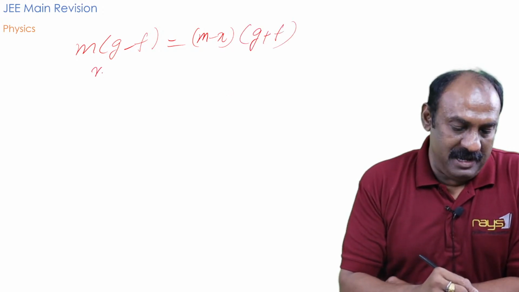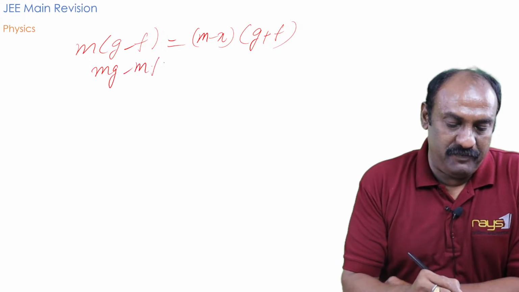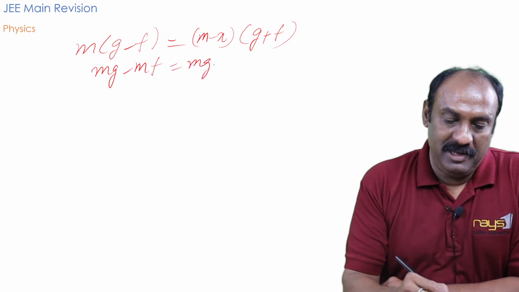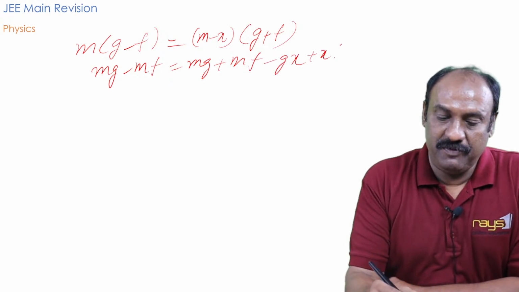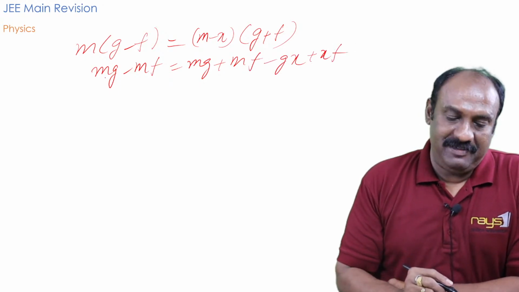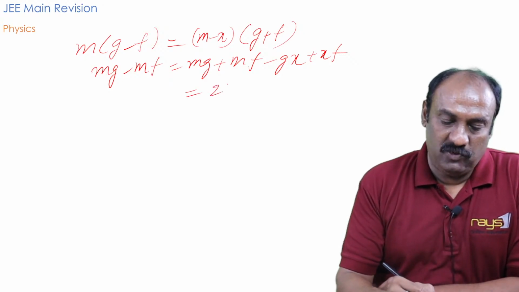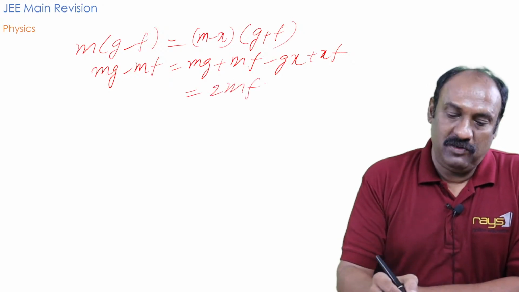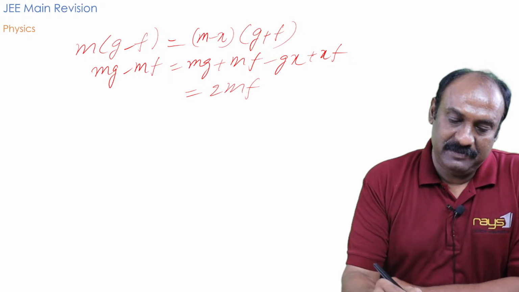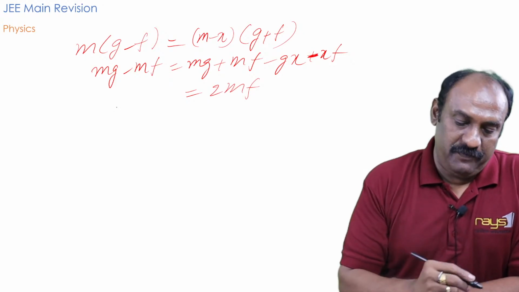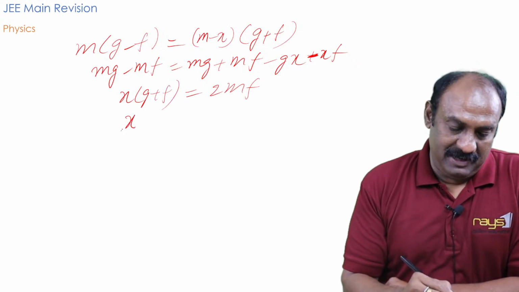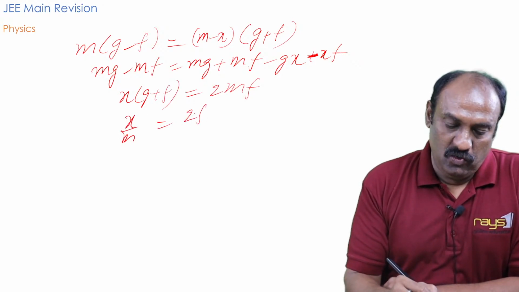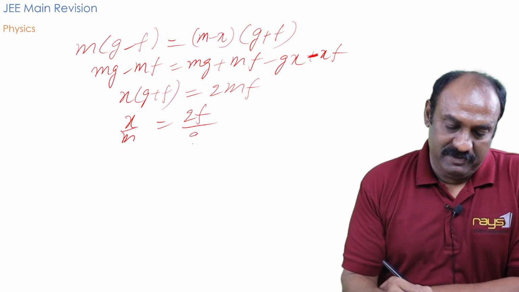So, by multiplying this one, mg minus mf is equal to mg plus mf minus gx plus xf. So, mg gets cancelled. This mf is taken to this side, 2mf is equal to x, which is taken as a common factor, x into g plus f. So, from this, x by m is equal to 2f by g plus f.